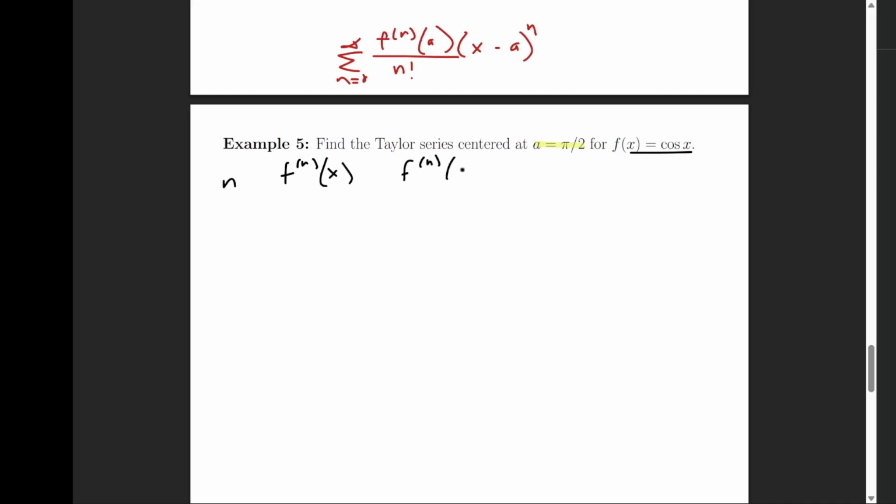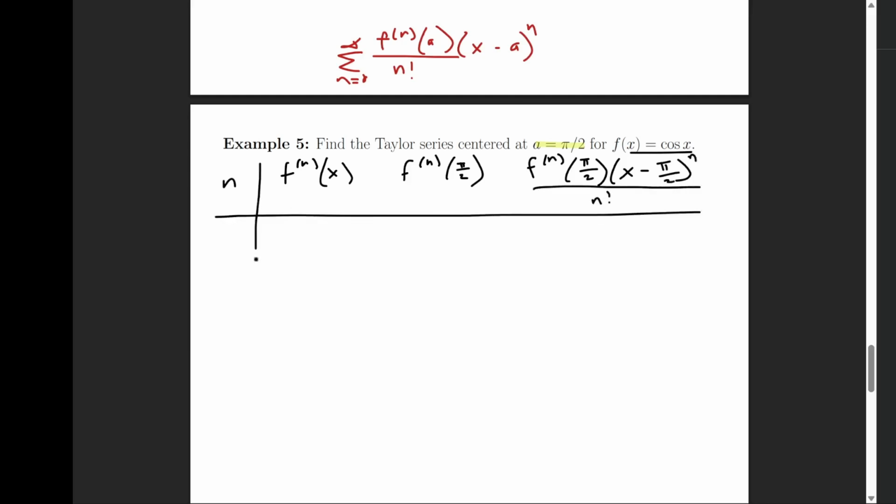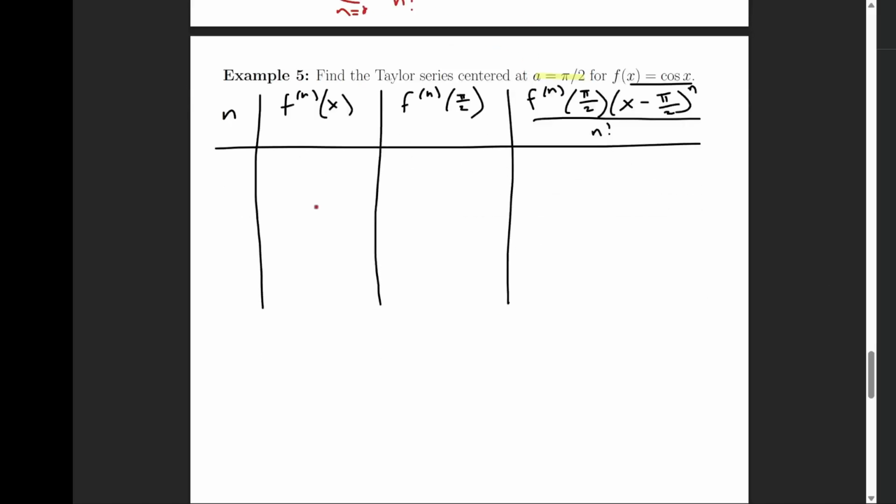I'll just write A, but in this case we know what A is, so I'll just write it here. And then the form, x minus A, which is pi over 2, over n factorial. Okay, start the graph. Okay, straighter lines. I think it's going to have to be longer, because for cosine and sine it's usually 4. Yeah, this is way too short.